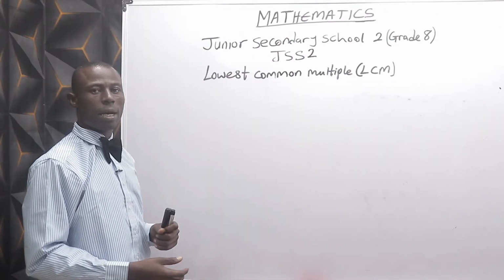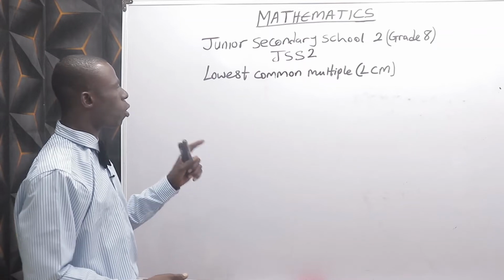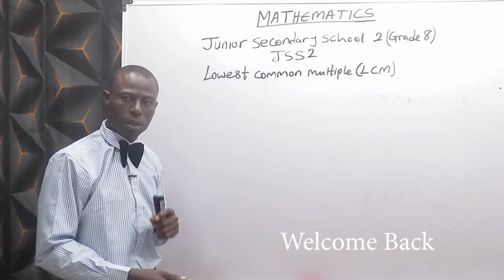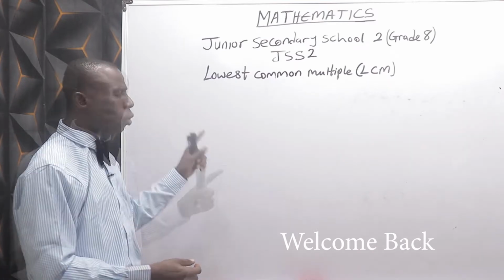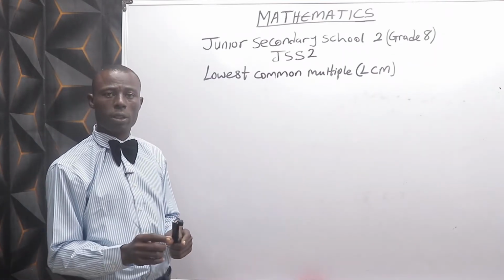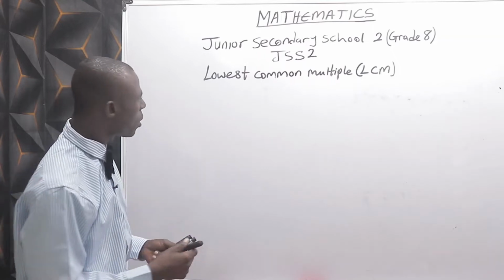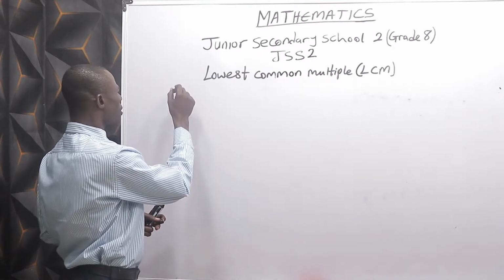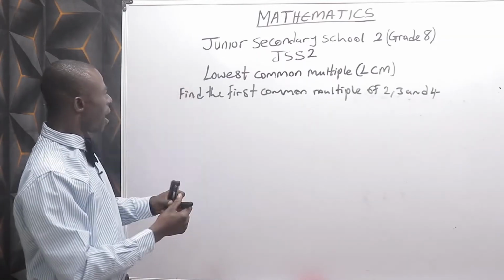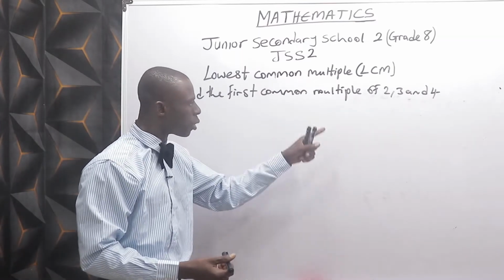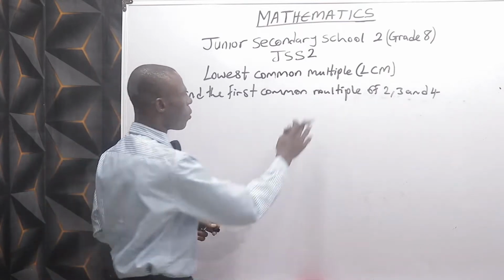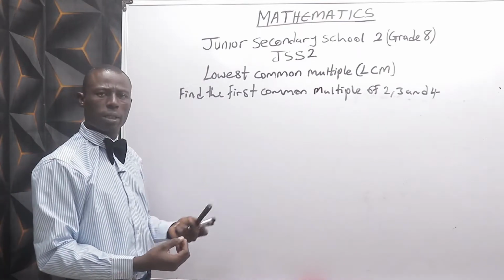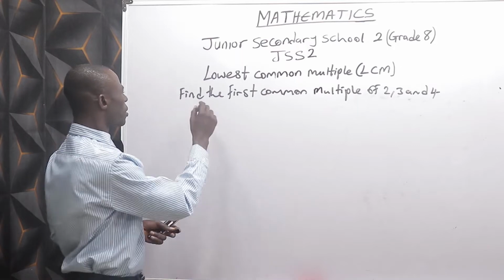The next concept here we want to consider is lowest common multiple, called LCM. What do we mean by lowest common multiple? Lowest common multiple is otherwise called the first common multiple. Take for instance, the question may say, find the first common multiple of 2, 3, and 4. How do we go about this?